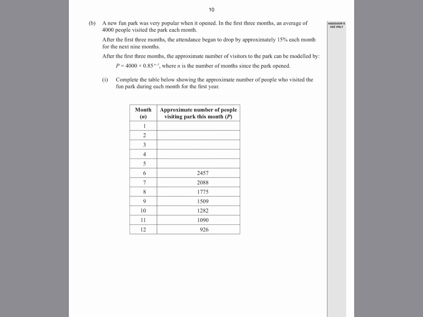A new fun park was very popular when it opened. In the first 3 months, an average of 4,000 people visited the park each month. After the first 3 months, the attendance began to drop approximately 15% each month for the next 9 months. After the first 3 months, the approximate number of visitors to the park can be modeled by p equals 4,000 times 0.85 to the power of n minus 3, where n is the number of months since the park opened.